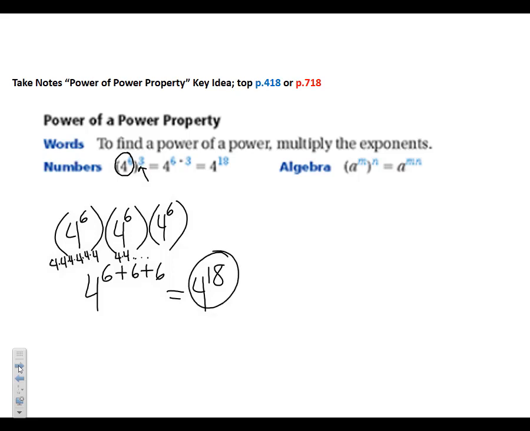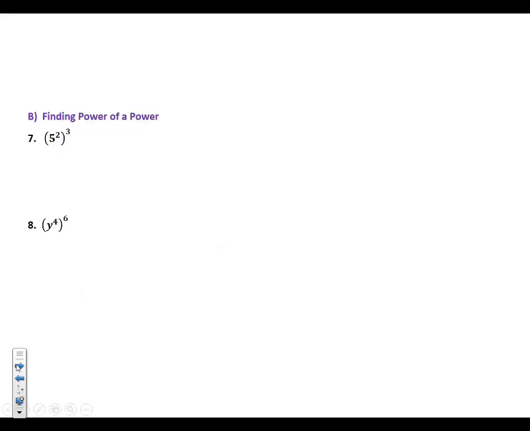Alrighty? Of course, algebraically, a to the m raised to the n power, multiplying those exponents, is a to the m times n. So let's do a few. The first one, number 7, 5 squared raised to the power of 3. Okay, so that becomes 5 to the 2 times 3, which equals 5 to the 6th. Pretty straightforward. When you take a power and you raise it to another power, you are then multiplying the exponents.